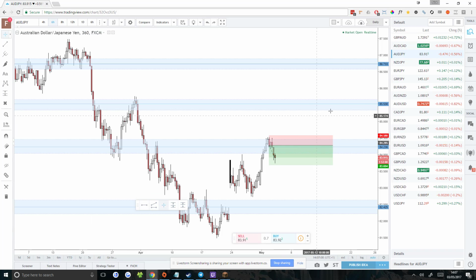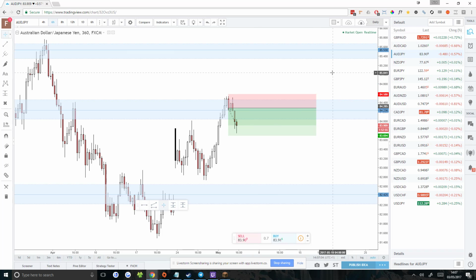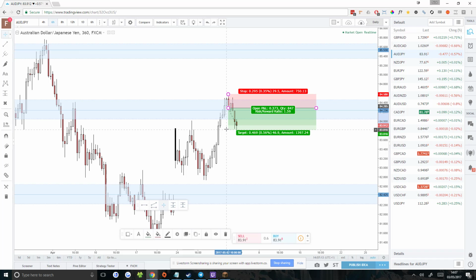A few other trades have triggered so far today, a few trades mentioned in yesterday's analysis. AUDJPY has triggered. It is still open. It is nearing target, getting very close to target. My original target on this one was 1.5. I've extended it to 2.